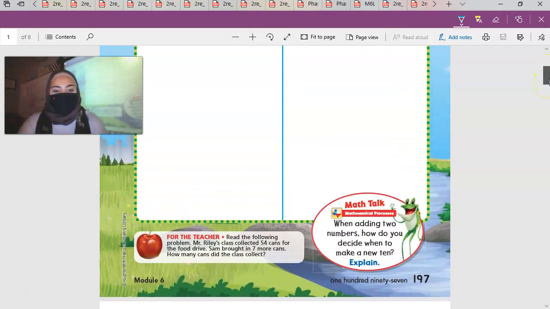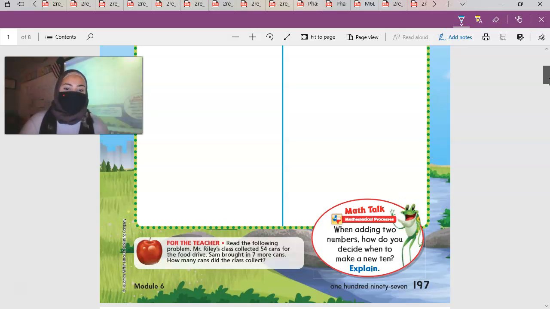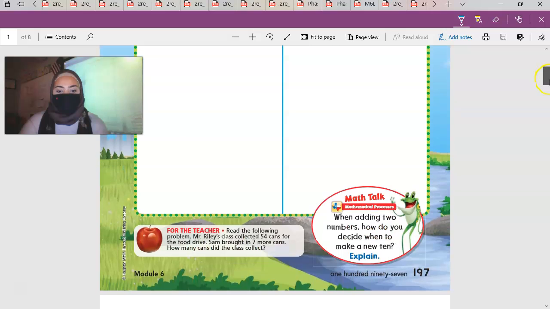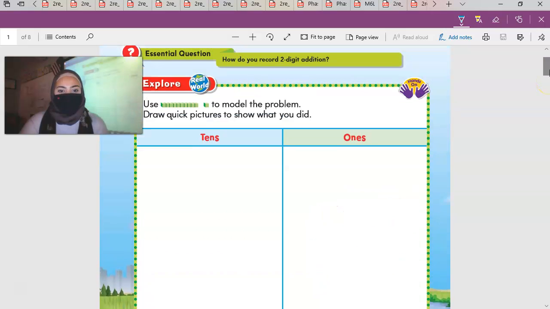It says, Mr. Riley's class collected 54 cans for the food drive. Sam brought in 7 more cans. How many cans did the class collect? If they're bringing more in, then what are we going to do? Add. Very good. So 54 plus 7.